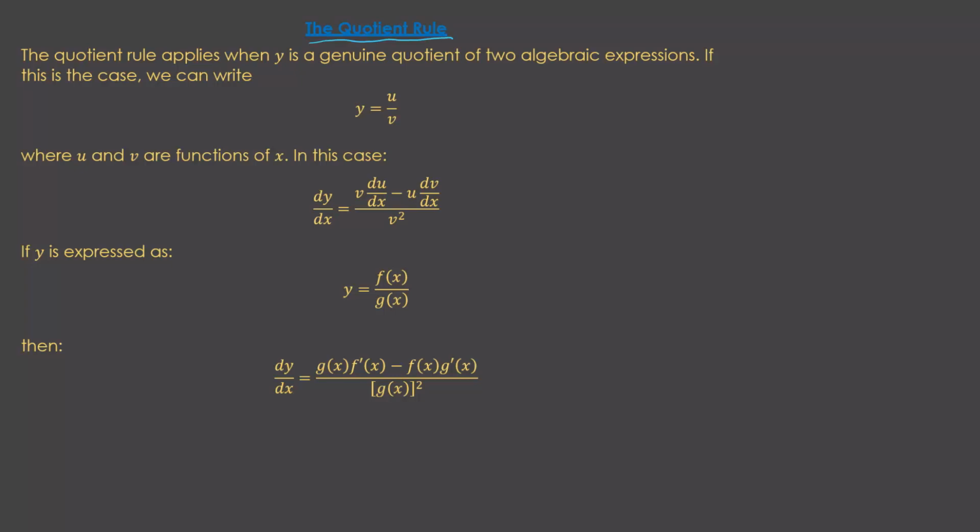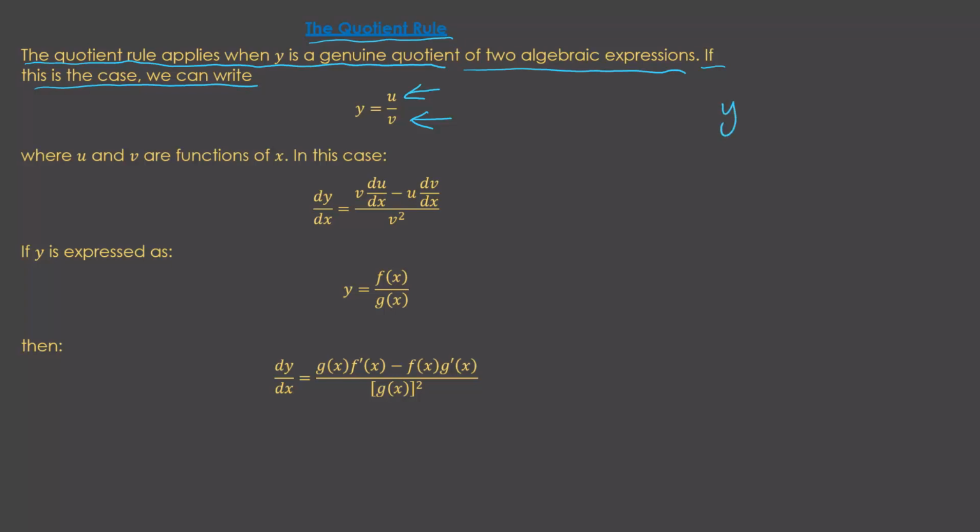The quotient rule. The quotient rule applies when y is a genuine quotient of two algebraic expressions. If this is the case, we can write y equals u over v. So when you identify u and v, it's important that u is the numerator and v the denominator.